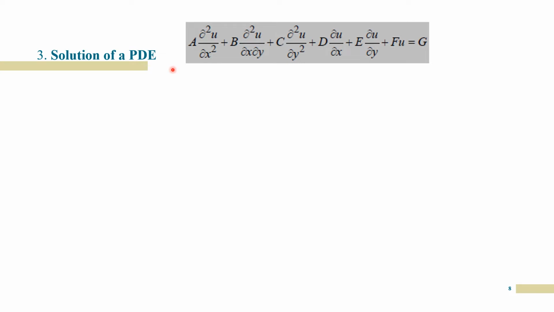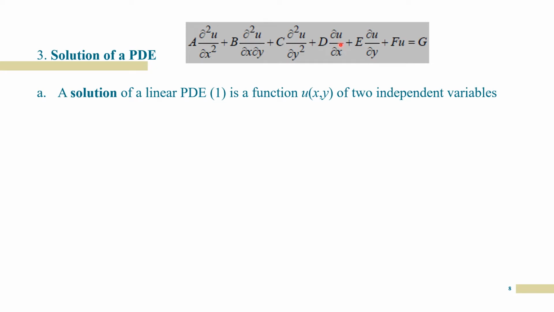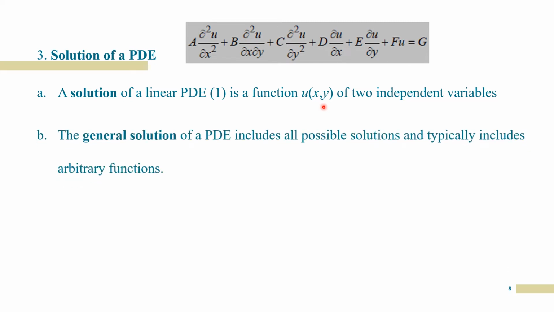Solution of a PDE. Let us refer to equation number 1 again. So this is the linear PDE, where u is the dependent variable and x and y are the independent variables. So the solution of this linear PDE is a function u of two independent variables x and y. The general solution of the PDE includes all possible solutions, and it typically includes arbitrary functions.